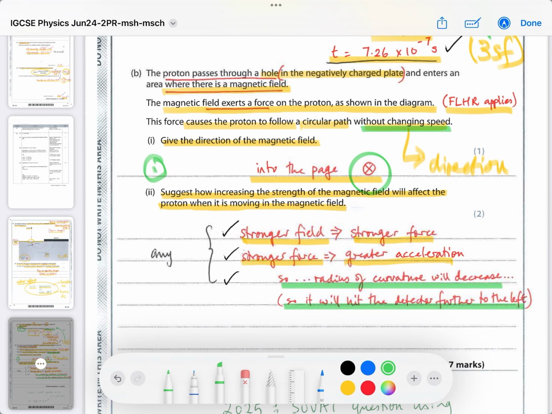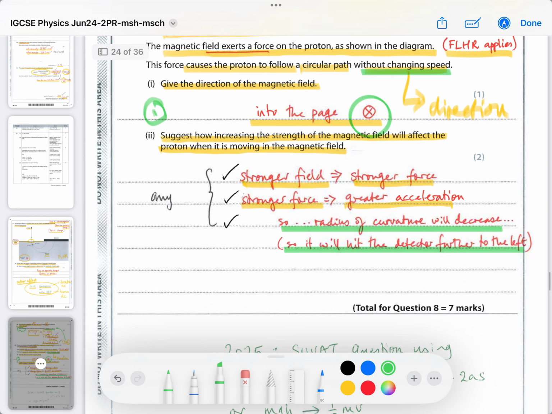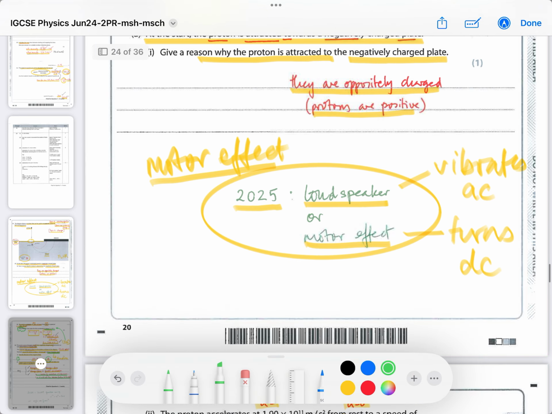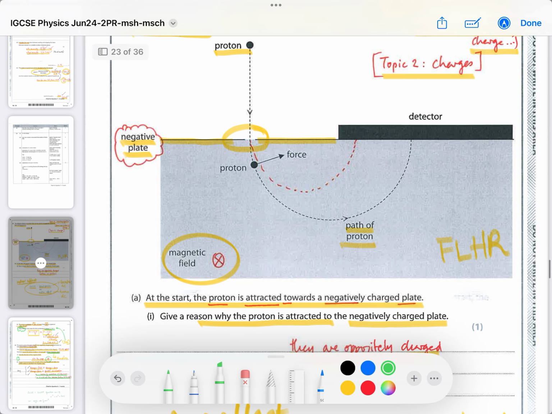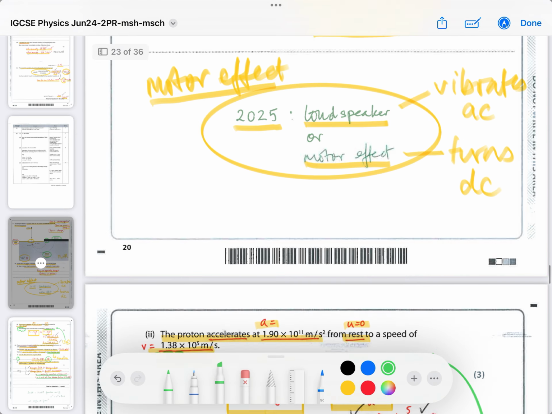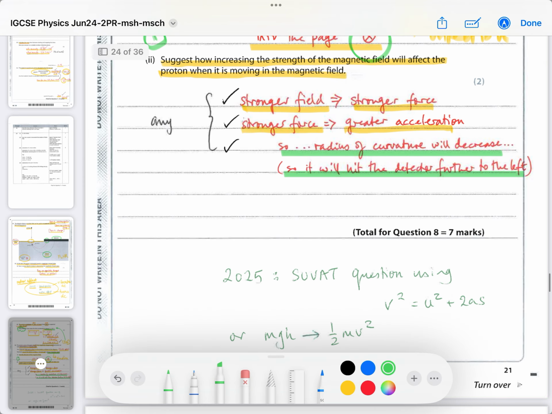If you go back to the diagram and have a look, yes, the detector is here. The black area is where you can detect it. So I've drawn the second situation. If you increase the strength of the magnetic field, it will hit here more to the left than the original path that they've shown here. Okay? So that's 8.